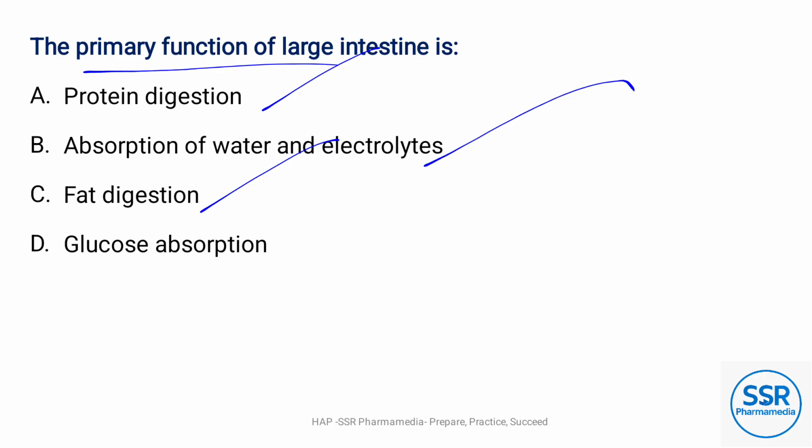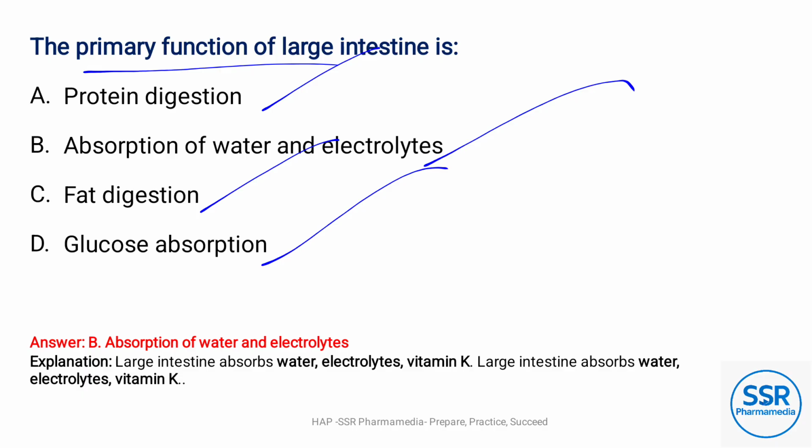Primary function of the large intestine is: option A, protein digestion; option B, absorption of water and electrolytes; option C, fat digestion; option D, glucose absorption. So the answer is option B, absorption of water and electrolytes. So the large intestine absorbs water, electrolytes and vitamin K.